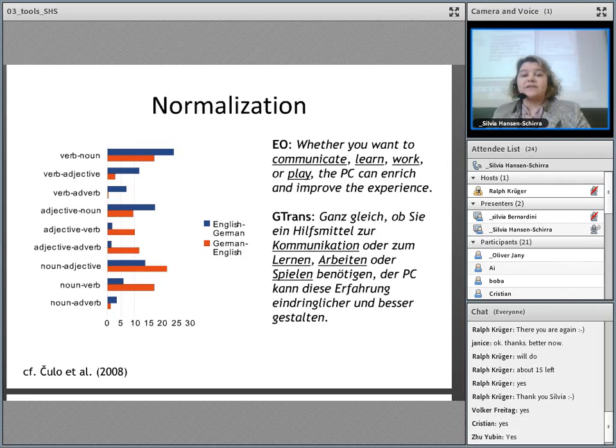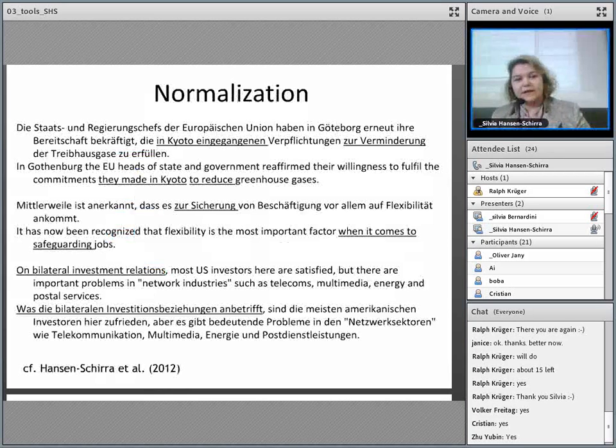And if you look at the concordances, at the examples which can be displayed, you find examples like the following: the English sentence, whether you want to communicate, learn, work or play, the PC can enrich and improve the experience. In German, ganz gleich, ob Sie ein Hilfsmittel zur Kommunikation oder zum Lernen, Arbeiten oder Spielen benötigen, and so on. So a lot of nominalizations in this sentence and in the whole corpus. Because of time reasons, I'm not going into detail here. There are a lot more examples on this phenomenon.